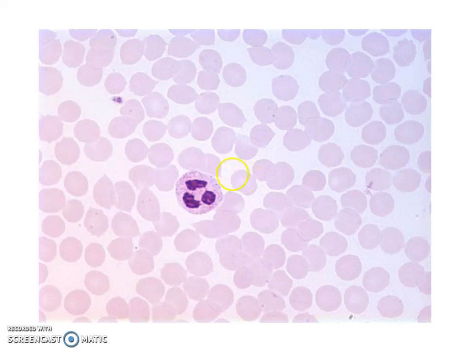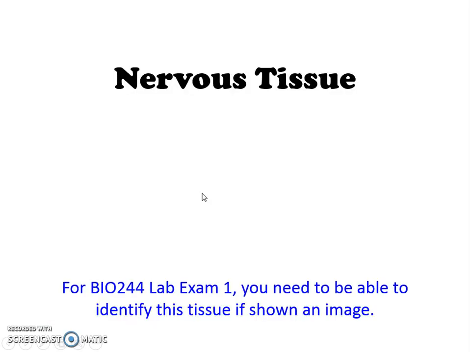And that's a different type of leukocyte that you see right here. All right, we're going to talk a little bit about nervous tissue and a little bit about muscular tissue.